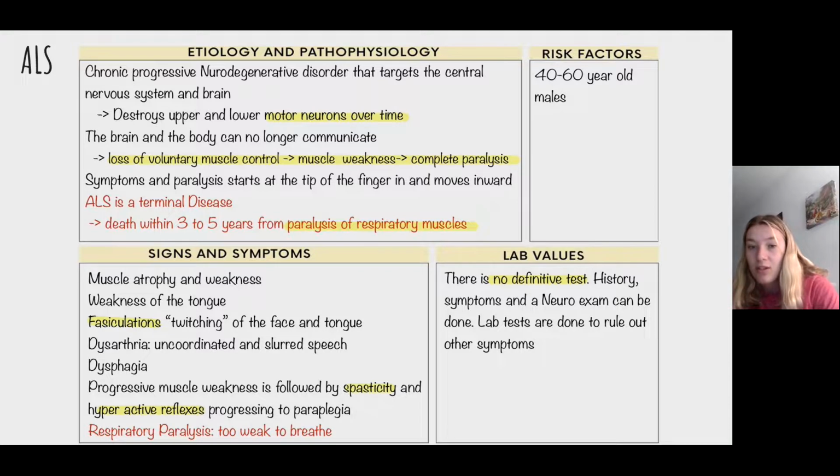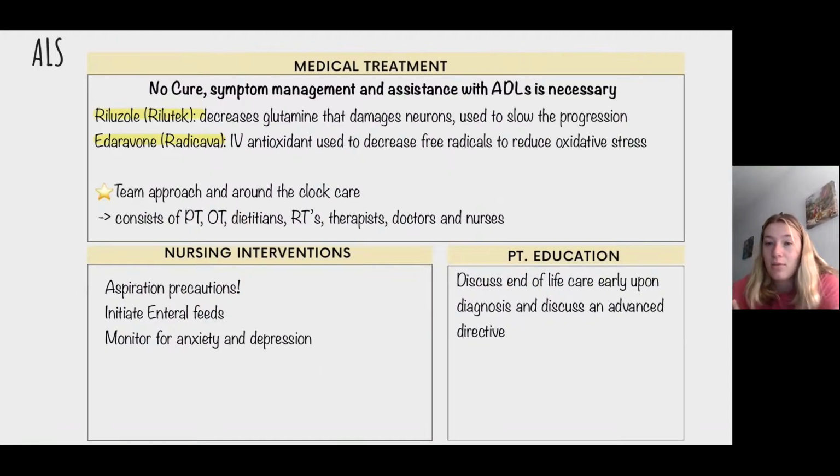For this, there's no definitive test. They need a full history, neuro exam, etc., and then lab tests to pretty much rule out everything else. There's still a lot more research that needs to be done with ALS. Unfortunately, there is no cure. Our goal of care is really going to be focused on symptom management and assisting with ADLs.